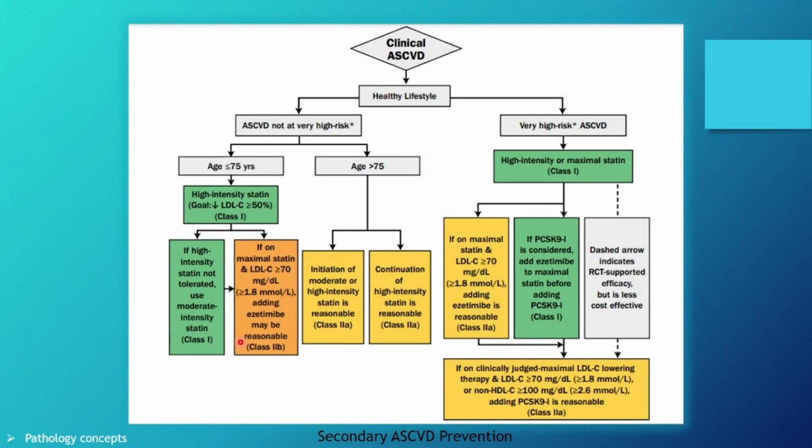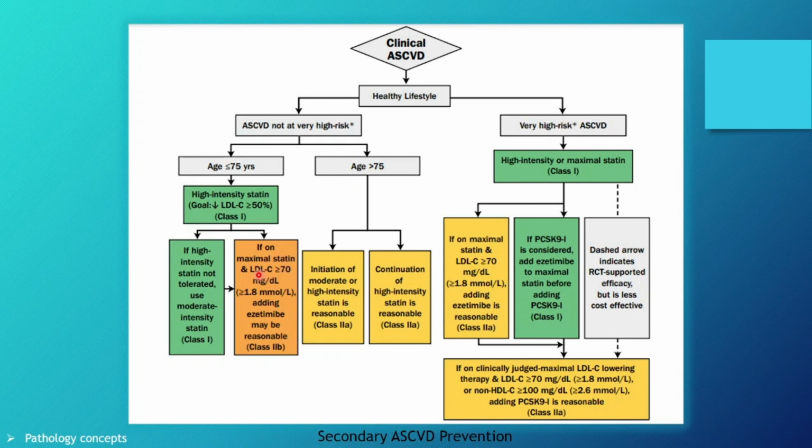Now let's understand the secondary ASCVD prevention. Secondary means the patient has already atherosclerotic cardiovascular disease, and after this, how we manage the patient. First, we recommend a healthy lifestyle. If ASCVD is not at very high risk and age is less than 75, then high intensity statin therapy. Goal is to reduce LDL more than 50%. If high intensity statin is not tolerated, then use the moderate intensity statin.